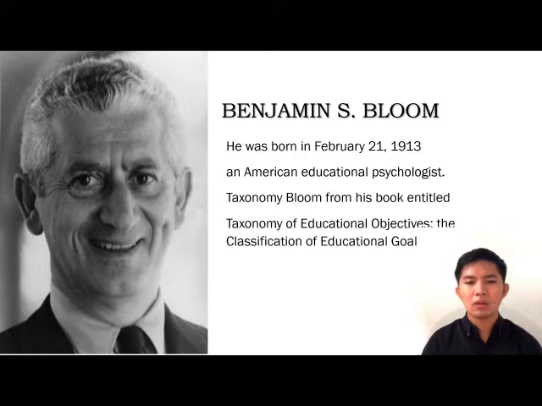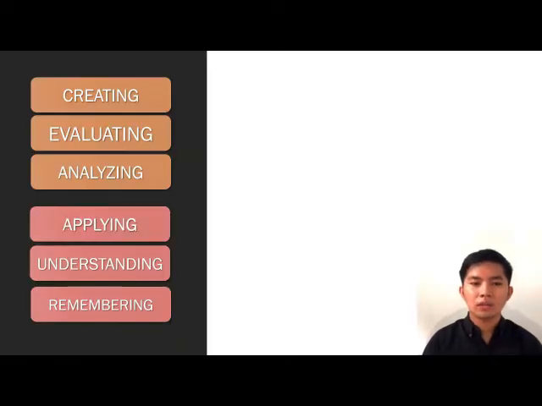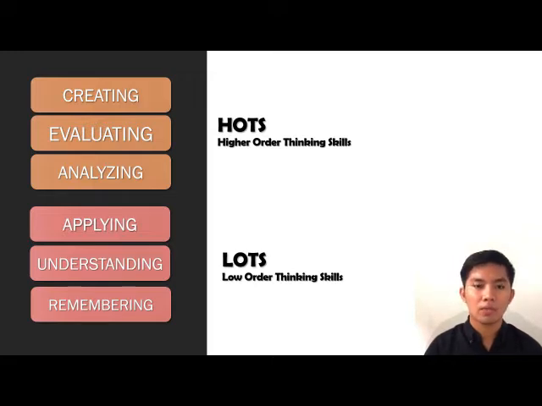It was introduced by Benjamin S. Bloom in his book entitled Taxonomy of Educational Objectives: The Classification of Educational Goals in 1956. He categorized the order of thinking skills, called Bloom's Taxonomy. It distinguishes low-order learning outcomes such as remembering from high-order learning outcomes such as analyzing, evaluating, and creating. The order of these thinking skills starts from remembering, understanding, applying, analyzing, evaluating, and creating.